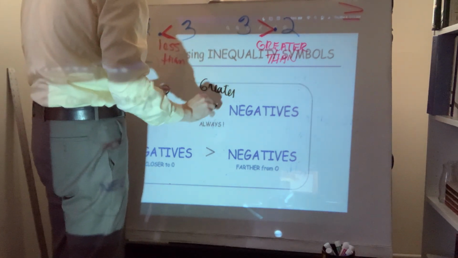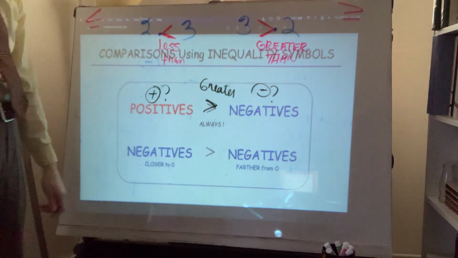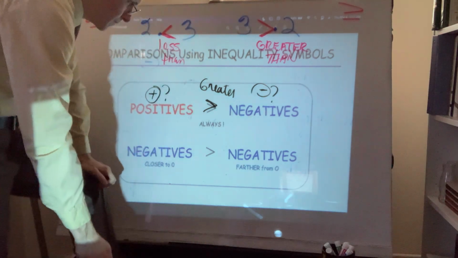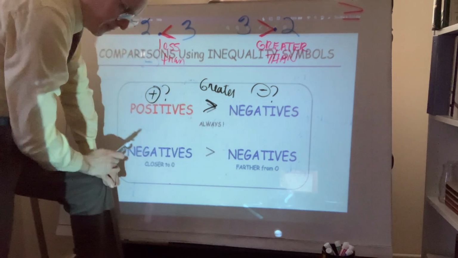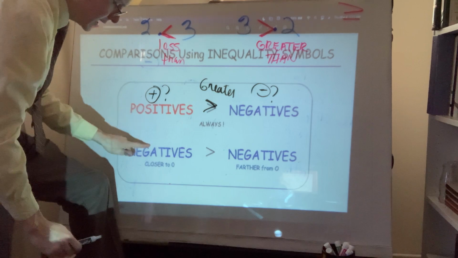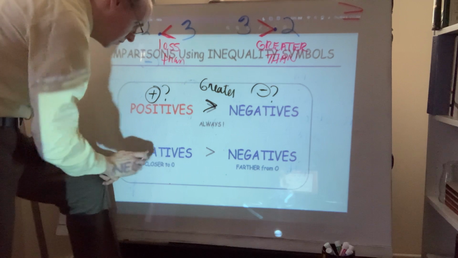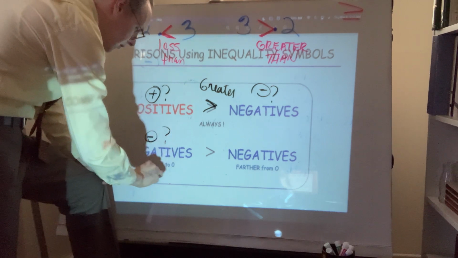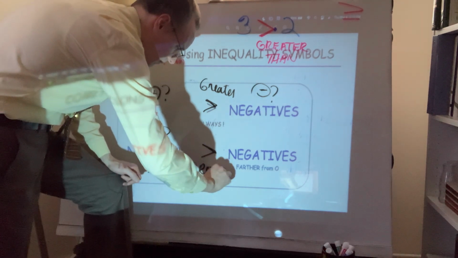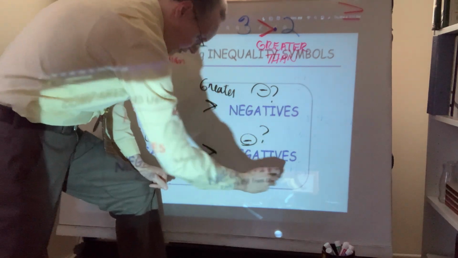Regardless of their magnitude, than the negatives, okay? Automatically, all right? You'll see some examples in a moment. If you are comparing two negatives at the same time, this is how you decide what the relationship is. The negatives that are somewhat ironically closer to 0 are always going to be greater than the negatives that are farther from 0.